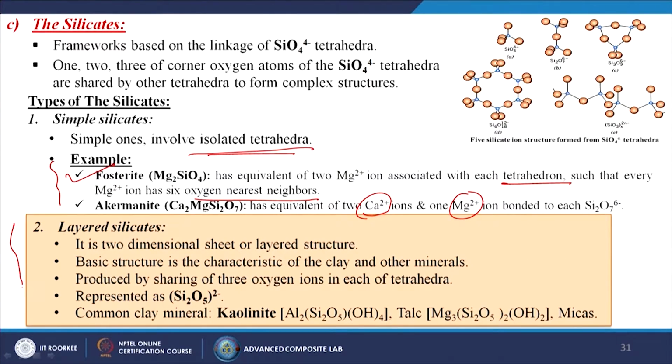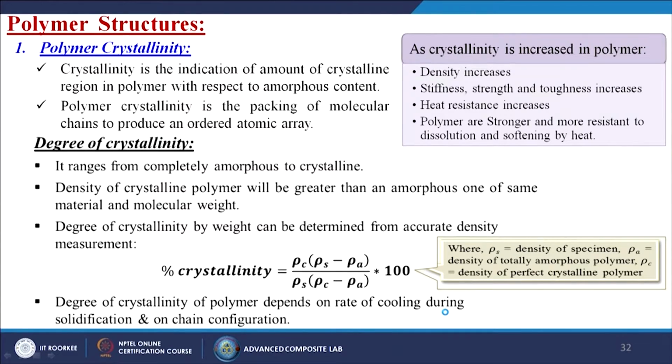What is a layered silicate? It is a 2-dimensional sheet or layered structure. From the name itself we can understand. The basic structure is characteristic of clay and other minerals, produced by sharing 3 oxygen atoms in each of the tetrahedra, represented as Si2O5 2-. Common clay minerals are kaolinite, talc or mica. Then we are going to discuss polymer structures.